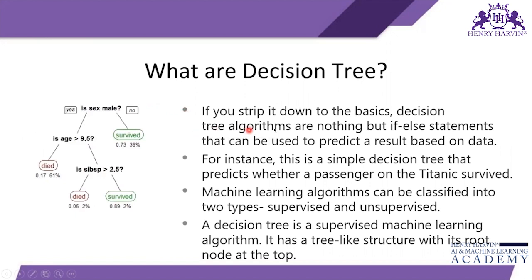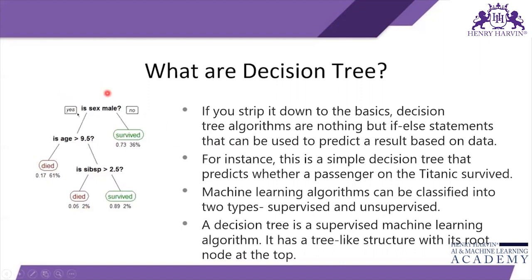If you strip it down to basics, decision tree algorithms are nothing but if-else statements that can be used to predict a result based on data. So basically, we make a model, we pass our input data, and we expect the model to give some output, like predictions. Let's say our data has some columns, and in a decision tree we make a tree-like structure.